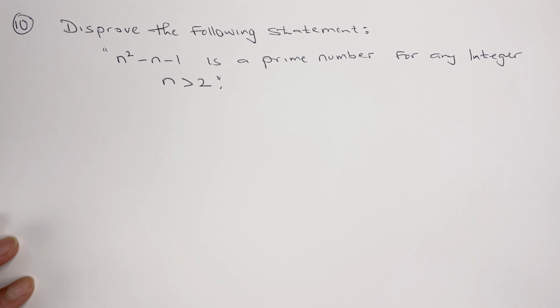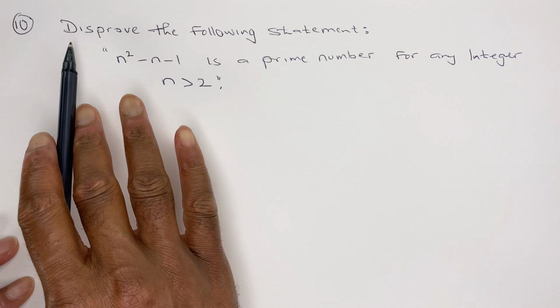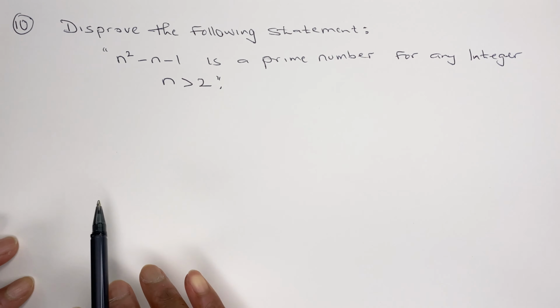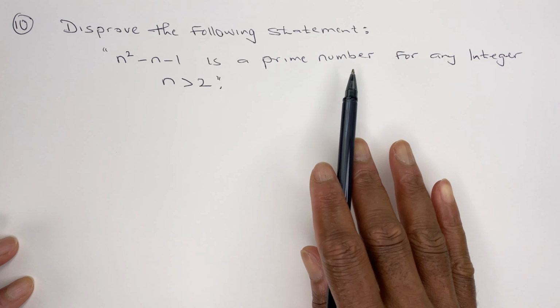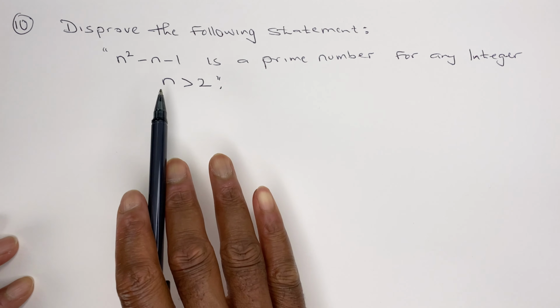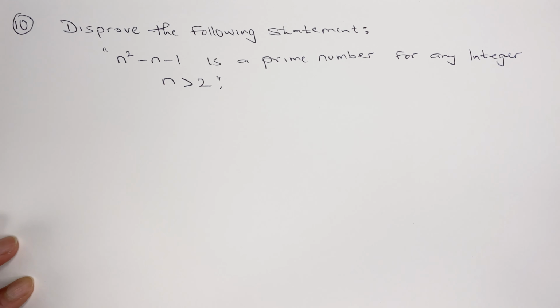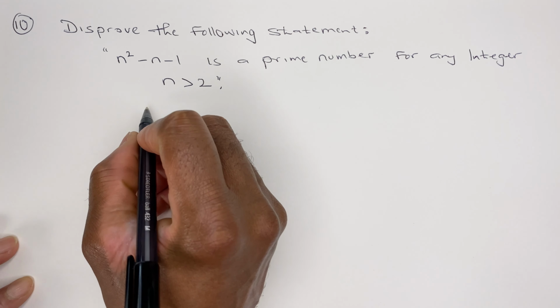Question 10. Disprove the following statement. n squared minus n minus 1 is a prime number for any integer n greater than 2.